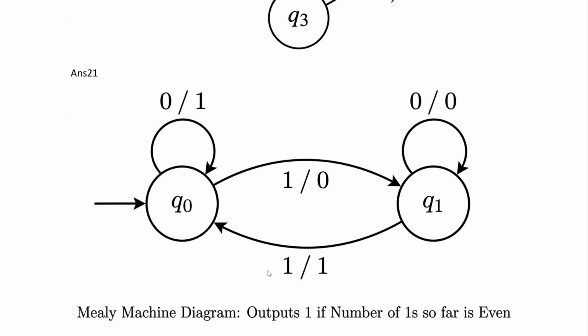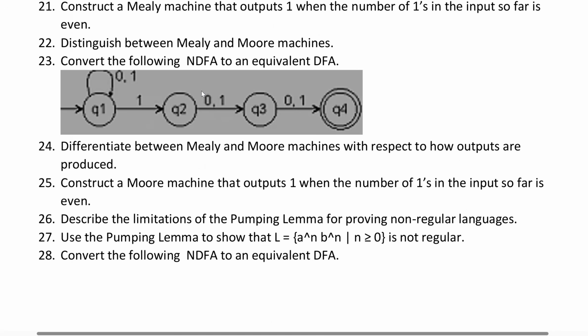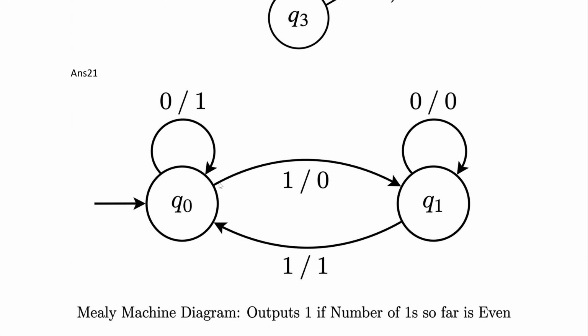Okay. So again, we are applying 1 here. So we get to the same state Q0. So the number of ones are even here, right? So in case of Mealy machine, what is the output? It should output 1. What was the problem? Problem number 21. It should output 1 when the number of 1s are even.